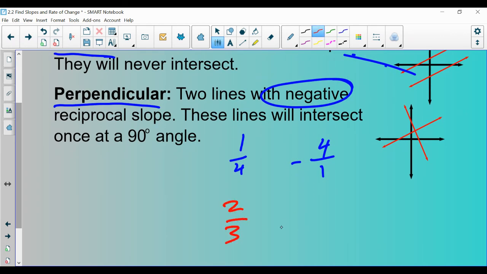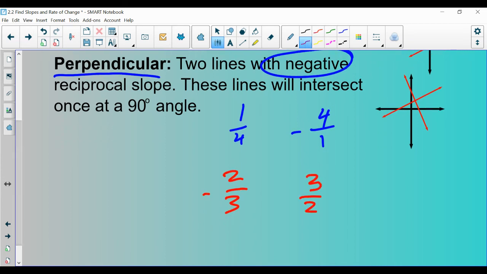Or 2/3, -2/3 and 3/2 are perpendicular. Or -1 over 1 and +1 over 1 are perpendicular, right? Because they would be flips of each other. And then one's positive and one's negative. I'll do one more. 10 is perpendicular with -1/10. Because 10 is the same as 10 over 1. Flip it, and one should be negative.